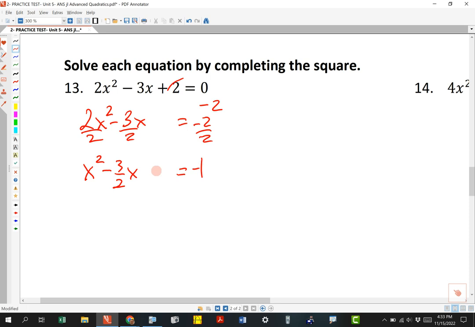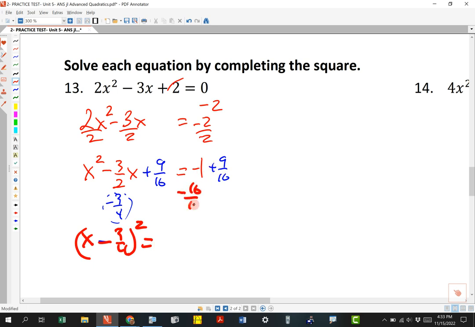Okay. And I'm going to take half that middle coefficient. So half of that middle coefficient would be negative 3/4. I'm going to hang on to that. We're going to square this. That's going to be 9/16. So we're going to add 9/16 to both sides. So this is going to be a perfect square of x minus 3/4 quantity squared. And then if I do 16ths, this is negative 16/16 plus 9/16. So that's going to be minus 7/16.